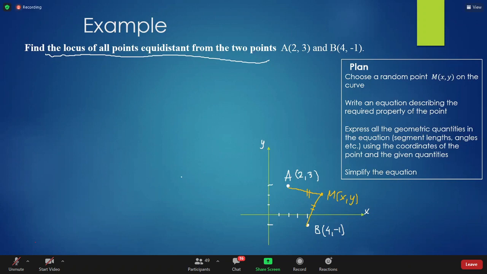And then we write an equation with the required property. So we could say the distance from A to M is the same as the distance from B to M.